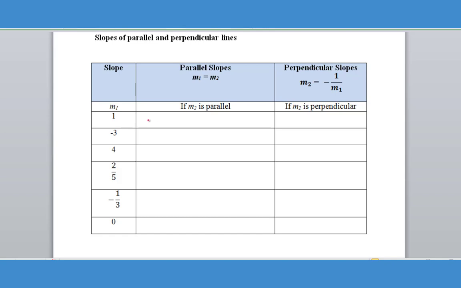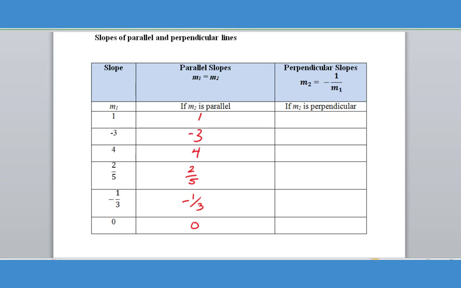And so what I'm going to do here is, if the slope of the first line is 1, then my parallel slope should also be 1. And so if it's -3, the parallel slope is -3. And if we just continue down, we see that the parallel slopes are all the same as the original slope. Now, if we're looking for the slope of a perpendicular line, we want to do the third column. So we need to compare the first slope, and we need to take the negative reciprocal, or sometimes called the opposite reciprocal. So go ahead and try to fill out the third column now.